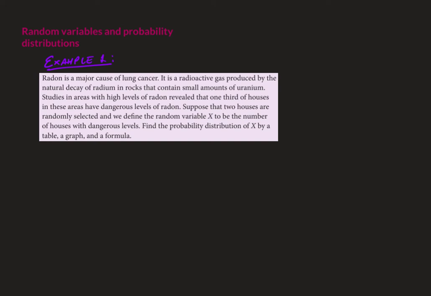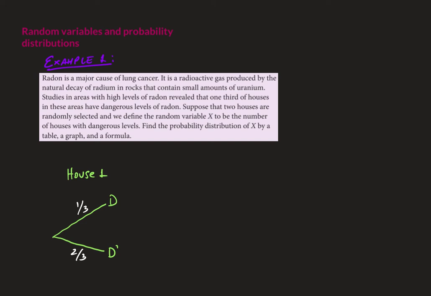This problem looks like it can be solved with a tree diagram. So let's draw a tree diagram for this situation. We're going to take a look at the first house. The first house can have dangerous levels or safe levels. This is going to be for house 1. And the probabilities for this house are 1/3 and 2/3 respectively.